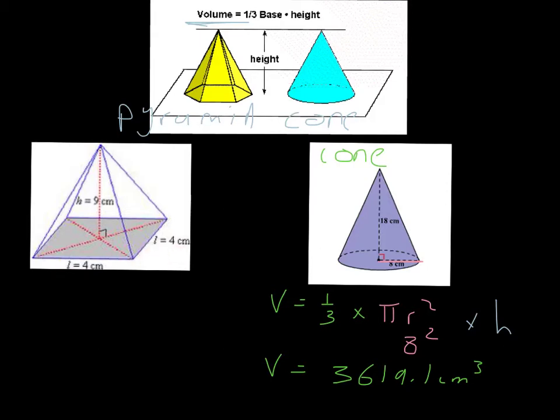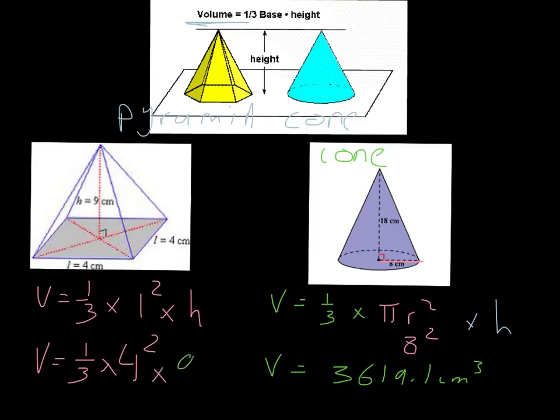So remember, the formula was the same. So it's 1/3 times, in this case, length squared, because that's the formula for the area of a square, times the height. So we put in our calculator 1/3 times 4 squared, because that was the formula for the area of that square, times, in this case, 9. So remember, 9 was the height. The 4 squared would be the area of the actual square, and the 1/3 is just part of the formula itself.